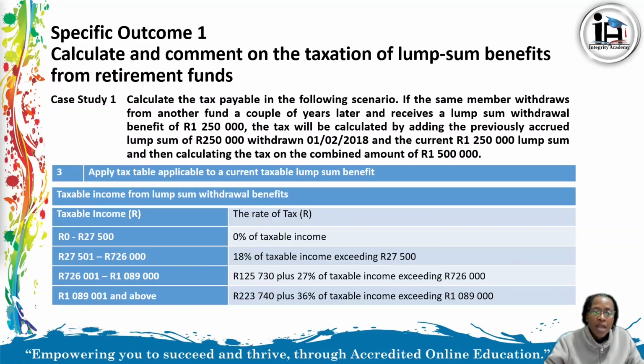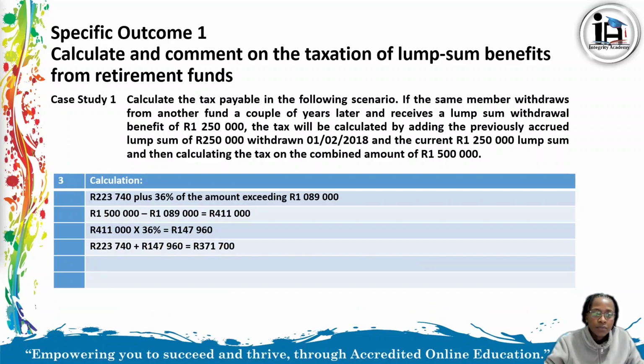Number 3, we apply the tax table applicable to current taxable lump sum benefits. The tax tables are always given each and every year. There is a new tax table that is provided. So there is our tax table there. And then number 3, we do the calculations.